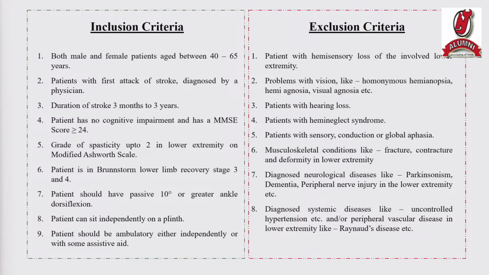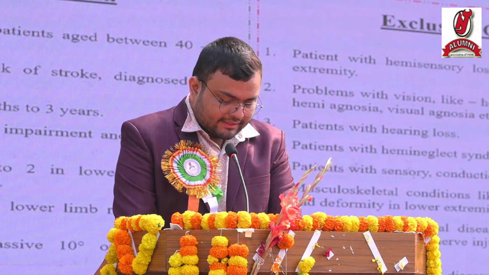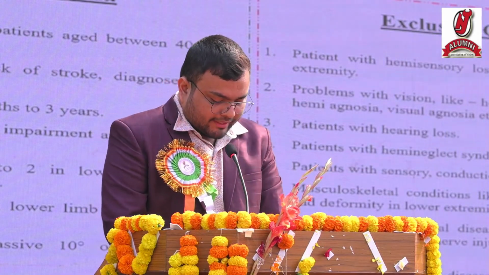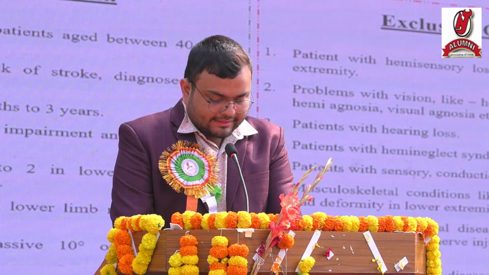Now, the inclusion criteria and the exclusion criteria. For inclusion criteria: both male and female patients aged between 40 to 65 years, patients with first attack of stroke diagnosed by a physician, duration of stroke 3 months to 3 years, patient has no cognitive impairment, has an MMSE score of greater than or equal to 24, grade of spasticity up to 2 in lower extremity on modified Ashworth scale, patient is in Brunnstrom lower limb recovery stage 3 and 4, patient should have passive 10 degree or greater angle dorsiflexion, patient can sit independently on a plinth, and patient should be ambulatory either independently or with some assistive aid.